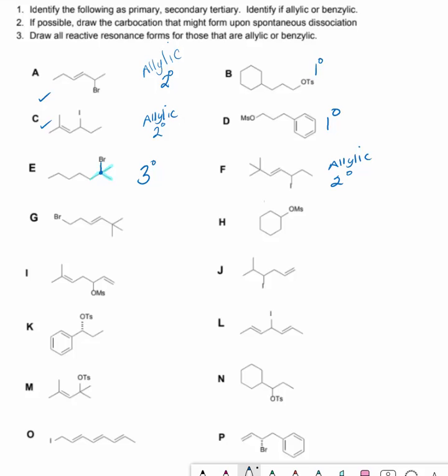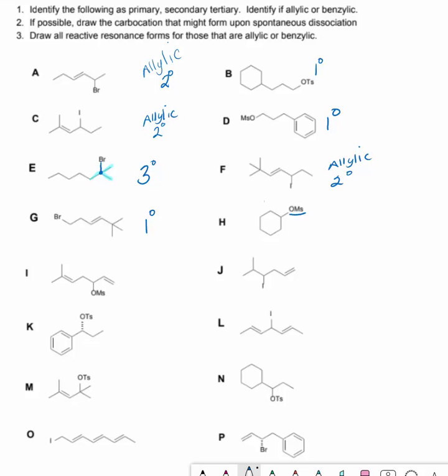Now this compound G, we're looking at this carbon that contains the bromine, and this carbon is only bonded to one other carbon. That makes this a primary compound. This is not allylic, and it's not allylic because this carbon is bonded to an sp3 hybridized carbon. The allylic alkyl bromide has an sp2 carbon bonded to it, and that sp2 carbon needs to be pi bonded to another carbon.